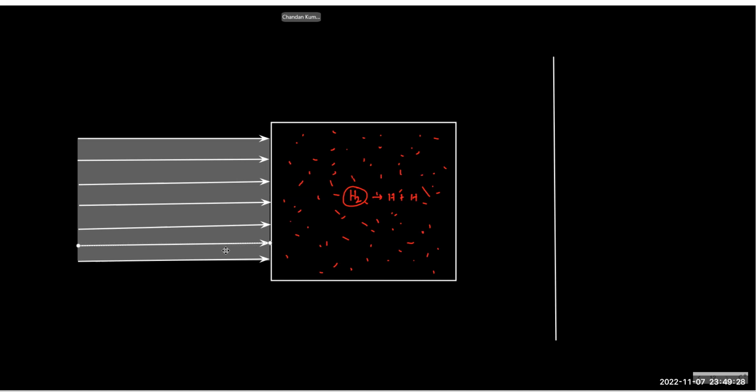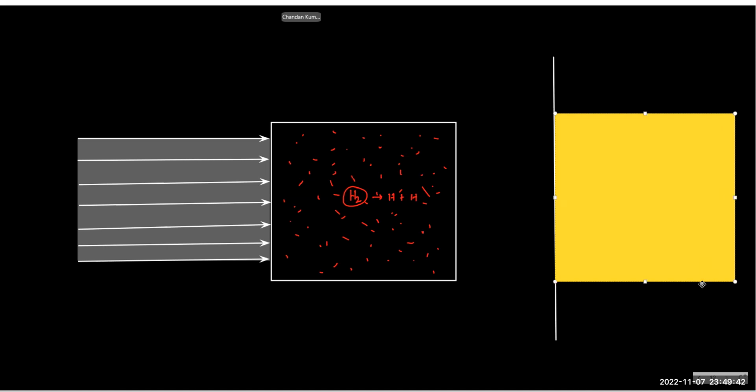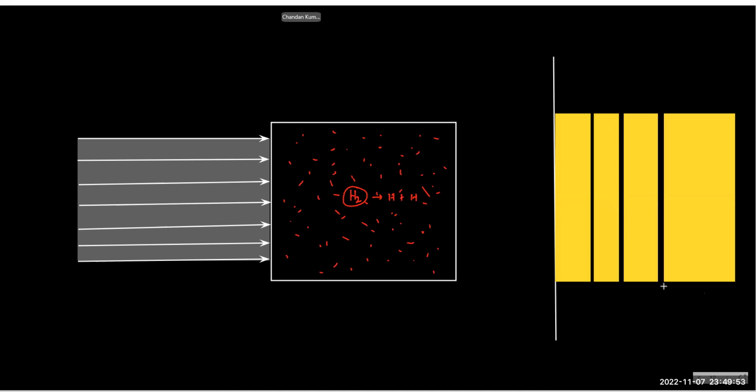But instead, what we got? Not a black screen. We got a bright screen with some missing dark spots or dark lines. So on a screen, let me show this as a screen, we got some dark lines. So you got a discontinuous spectrum. Now, is this spectrum continuous or discontinuous? Discontinuous. So these missing lines, the board said, H alpha, H beta.